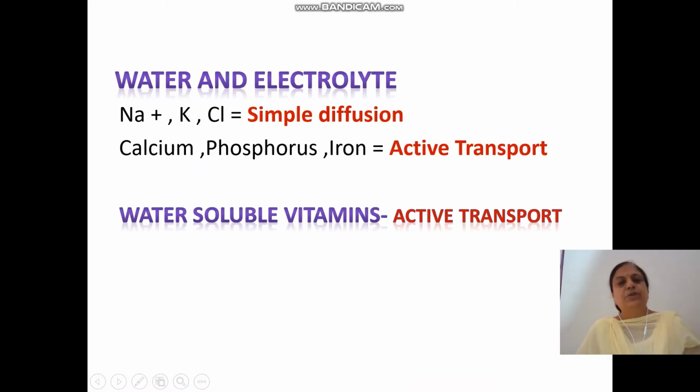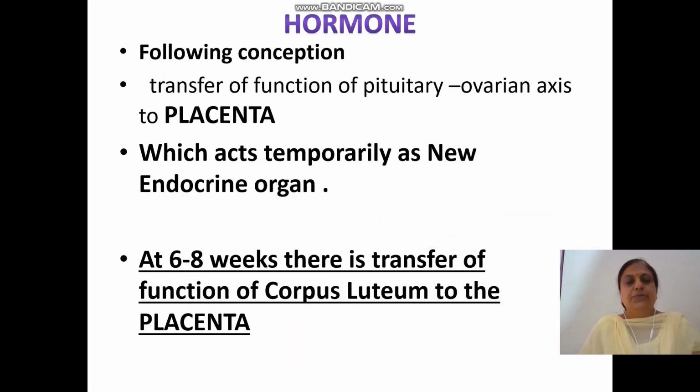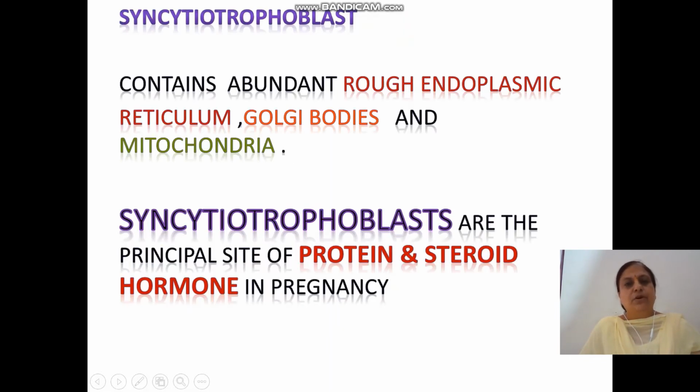Water and electrolytes, sodium, potassium, chloride, are transferred by simple diffusion. Calcium, phosphorus and iron are transported through active transport. Water soluble vitamins are transported through active transport. The hormones: placenta becomes a new endocrine organ and the function of the pituitary ovarian axis is transferred to the placenta. In the initial 6 to 8 weeks, which is the time for the formation of the placenta, this endocrine function is performed by the corpus luteum, and as the placenta matures, that is by the end of 6 to 8 weeks, this role is transferred to the placenta from the corpus luteum.